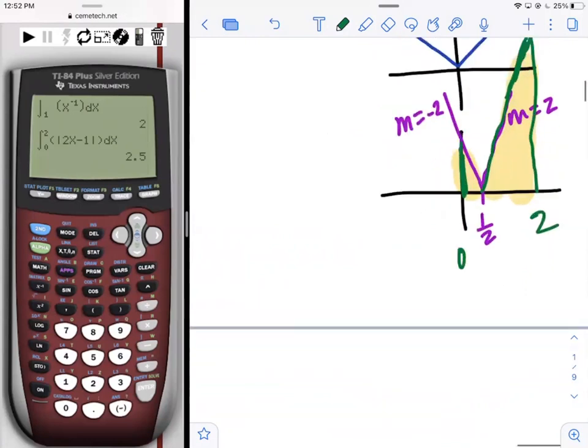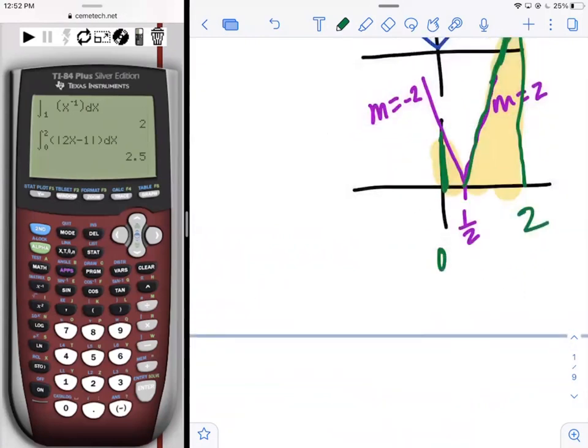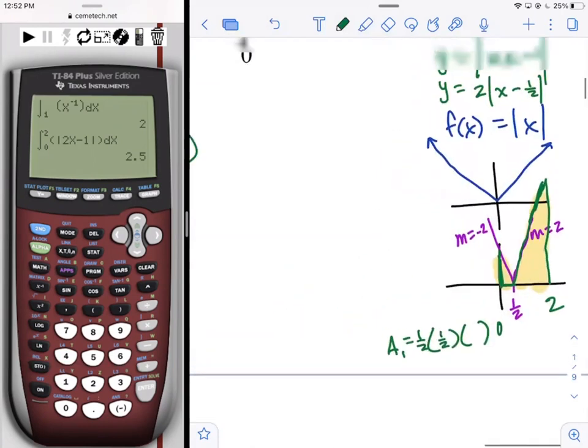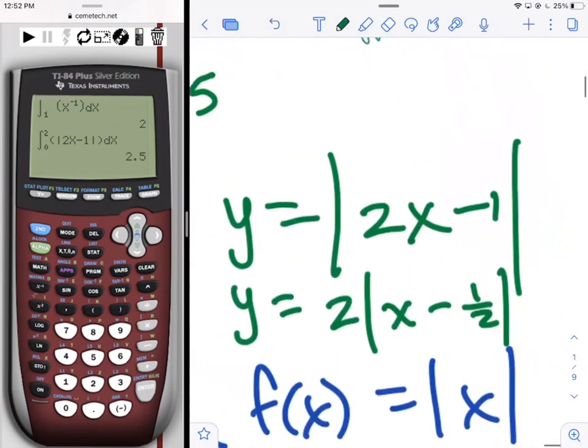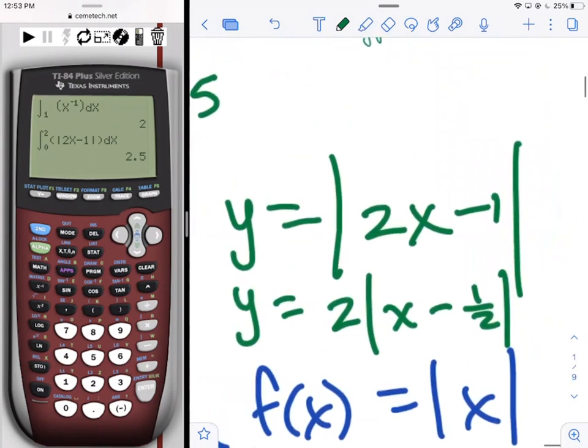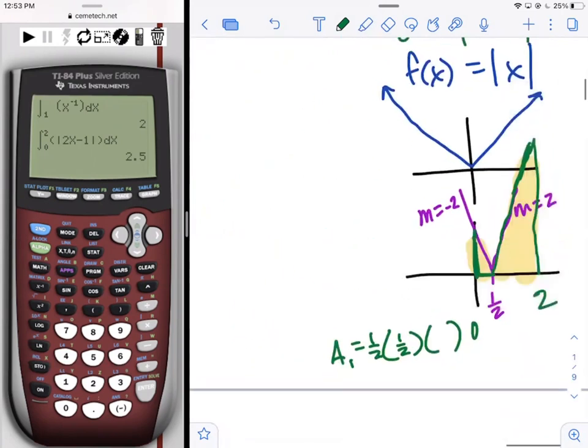So let's go ahead and do that. Let's do these in little small pieces. The area of the small one is 1/2 base times height. We'll call it a sub 1. What's the base from 0 to 1/2? 1/2. And what's the height? Well, it's the function value at 0. What is that? You plug in a 0 for x and you get 0 minus 1 is -1. The absolute value of -1 is 1, right? So that ends up being 1/4.